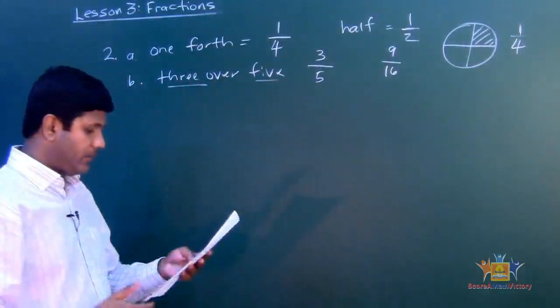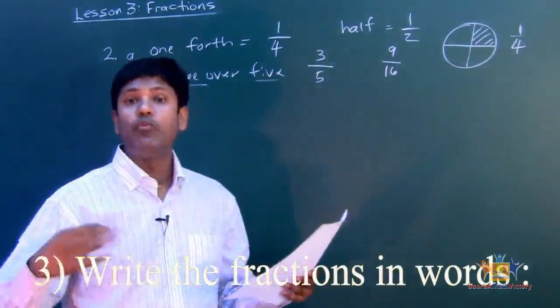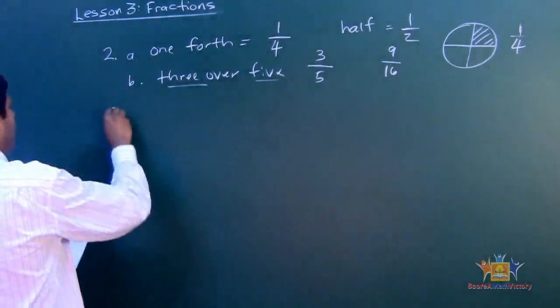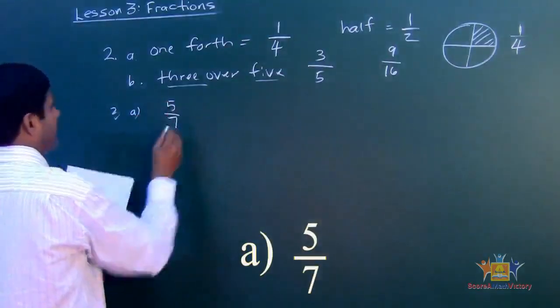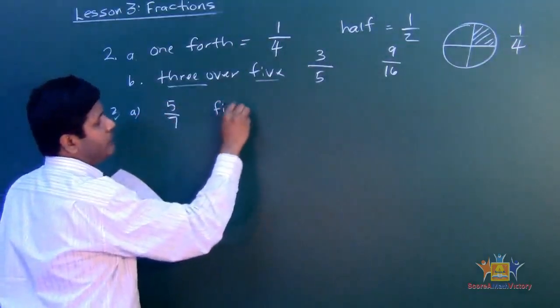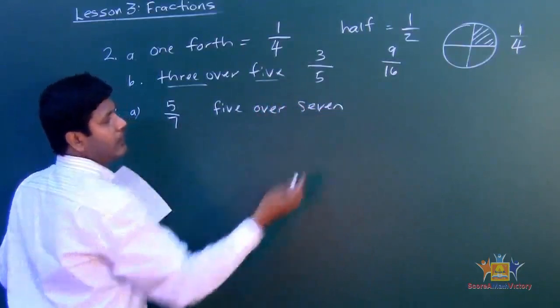Now let's look at problem number 3. This time you're asked to write the fractions in words. So they gave us the fraction in numerals, alright? So number 3A. We've been given 5 over 7. Just like I'm reading, 5 over 7. So just write 5 over 7. Exactly what I'm reading, 5 over 7.